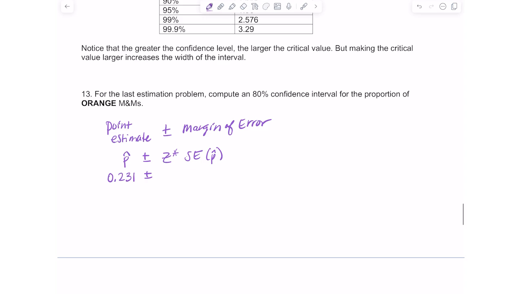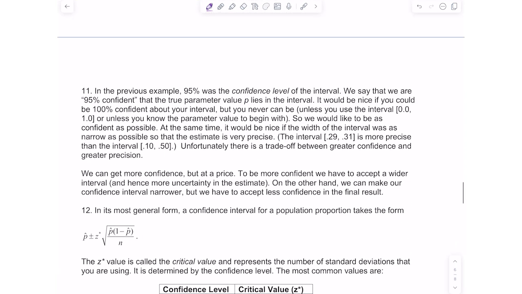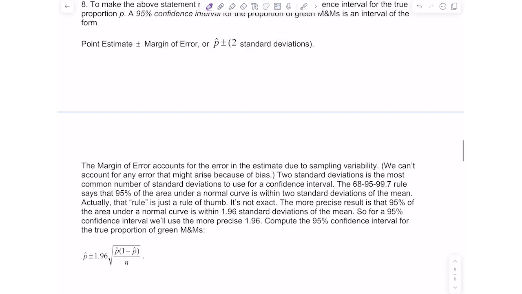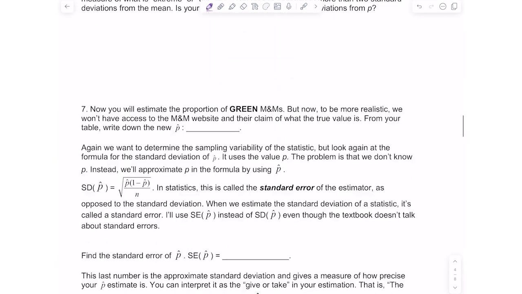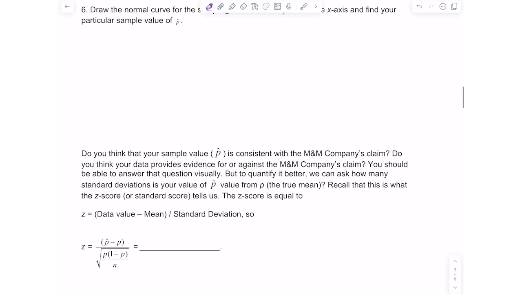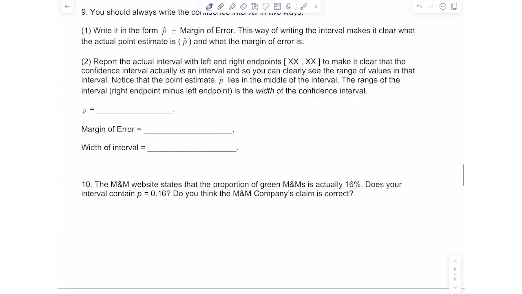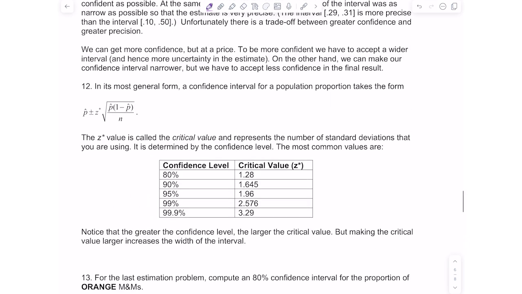So the z critical value, if you go back and look at the activity here, I explain what that is somewhere in here. The z critical value is, it's right here. It represents the number of standard deviations that you're using, okay? And it's determined by the confidence level. So if you look at 95%, the critical value is 1.96. So if you think about that, that rounds to almost 2.